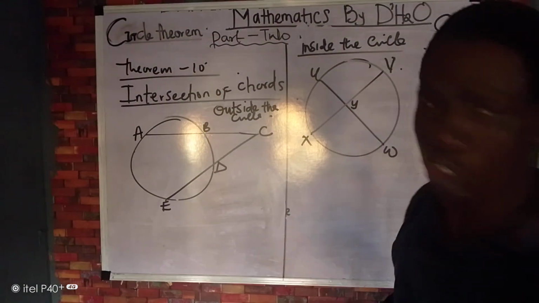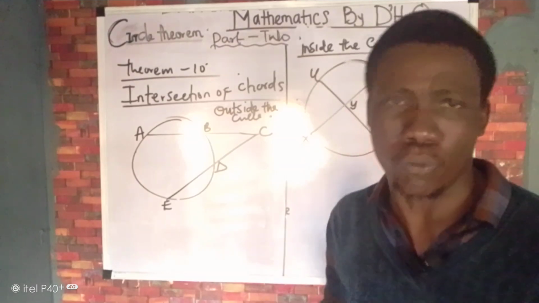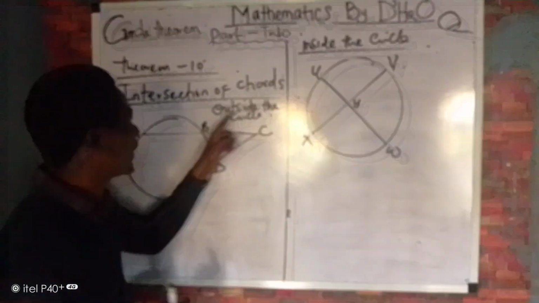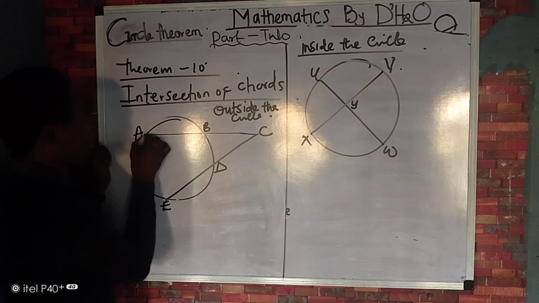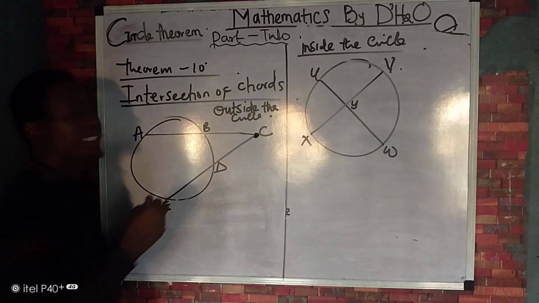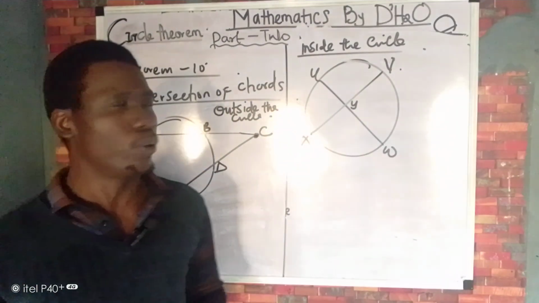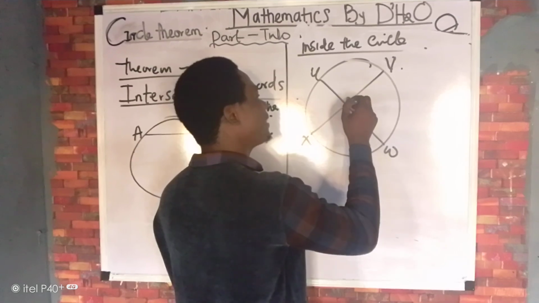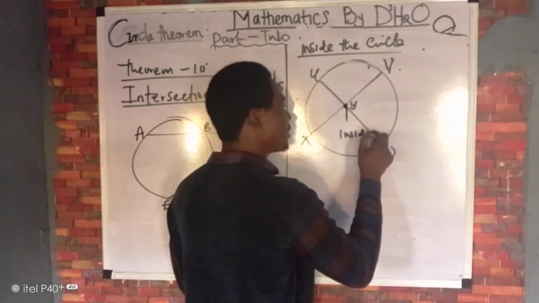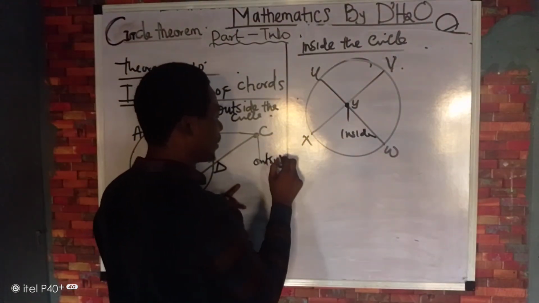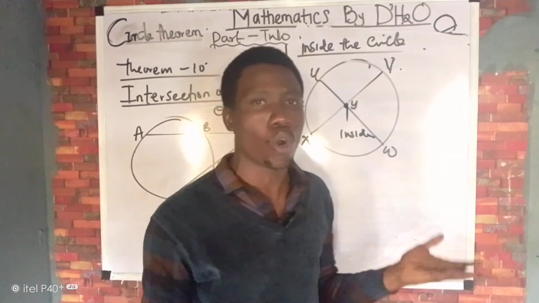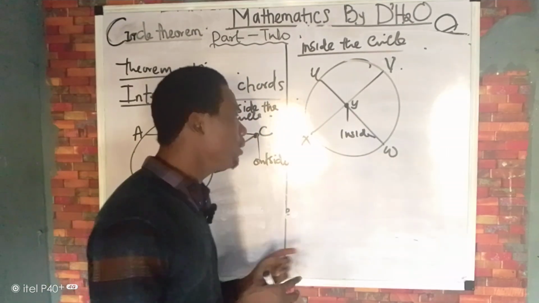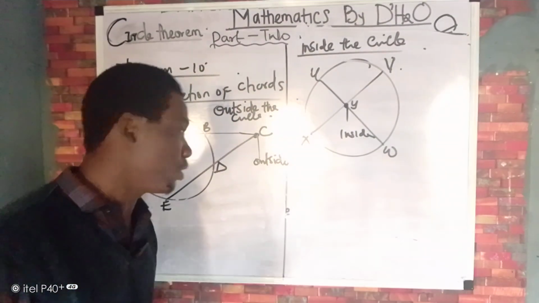Class, let us look at the theorem that governs the intersection of two chords. Two chords can intersect outside the circle, as you can see here. Look at this chord and this one. They are meeting at a point outside the circle. Now look at this one also. These two chords are meeting at a point inside the circle. This one is inside, this one is outside. Now what theorem governs these two problems? If you come across them in your exam, please use this theorem.